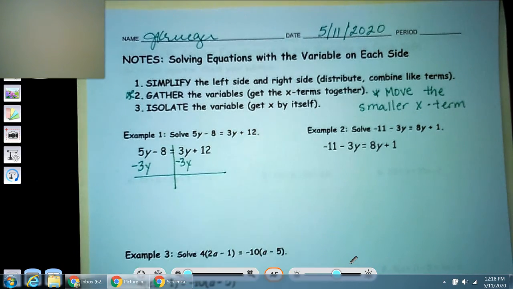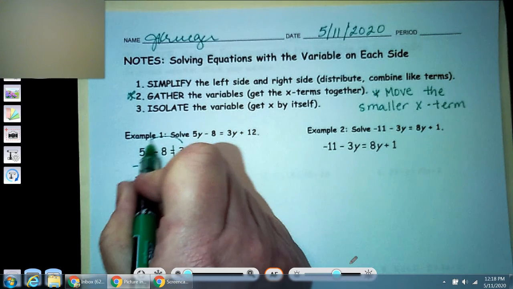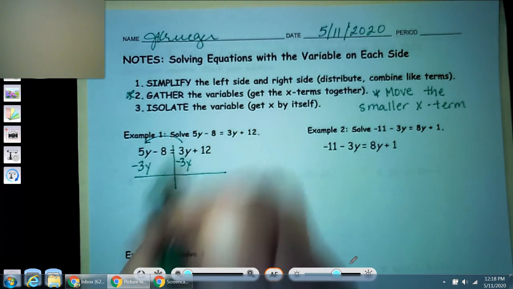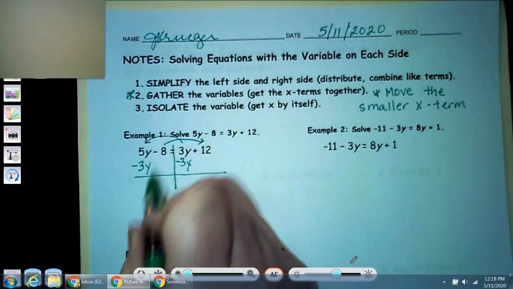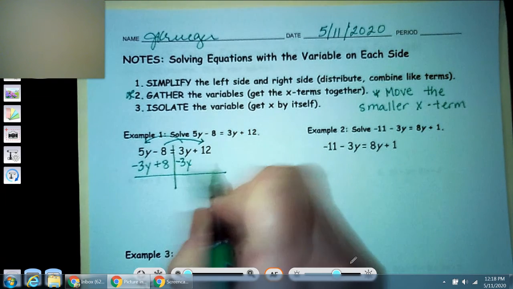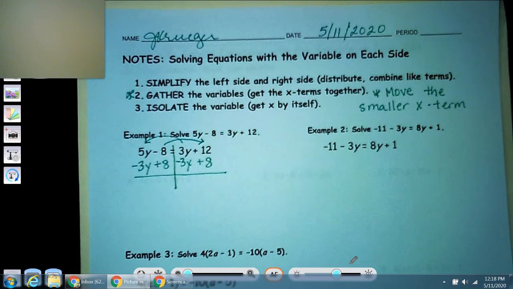Now, to save a little time here, I moved my y term to the left, so I'm also going to move this term to the right. This is a minus 8. The way I'm going to get rid of that is by adding 8. So I'm going to do a plus 8 on both sides.